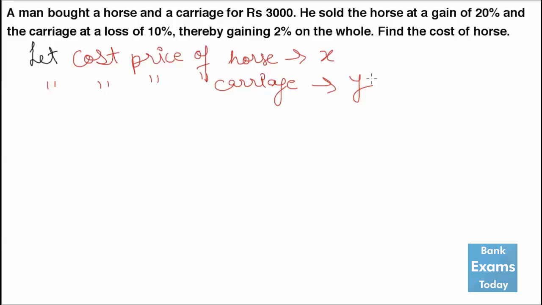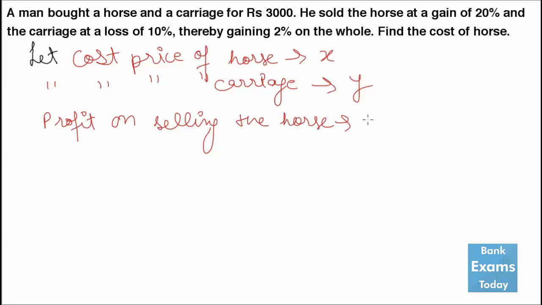Now he sold the horse at a gain of 20%. So what is the profit? How much profit did he earn by selling the horse? Profit on selling the horse is 20% of X, or you can write it as 1 over 5 of X.